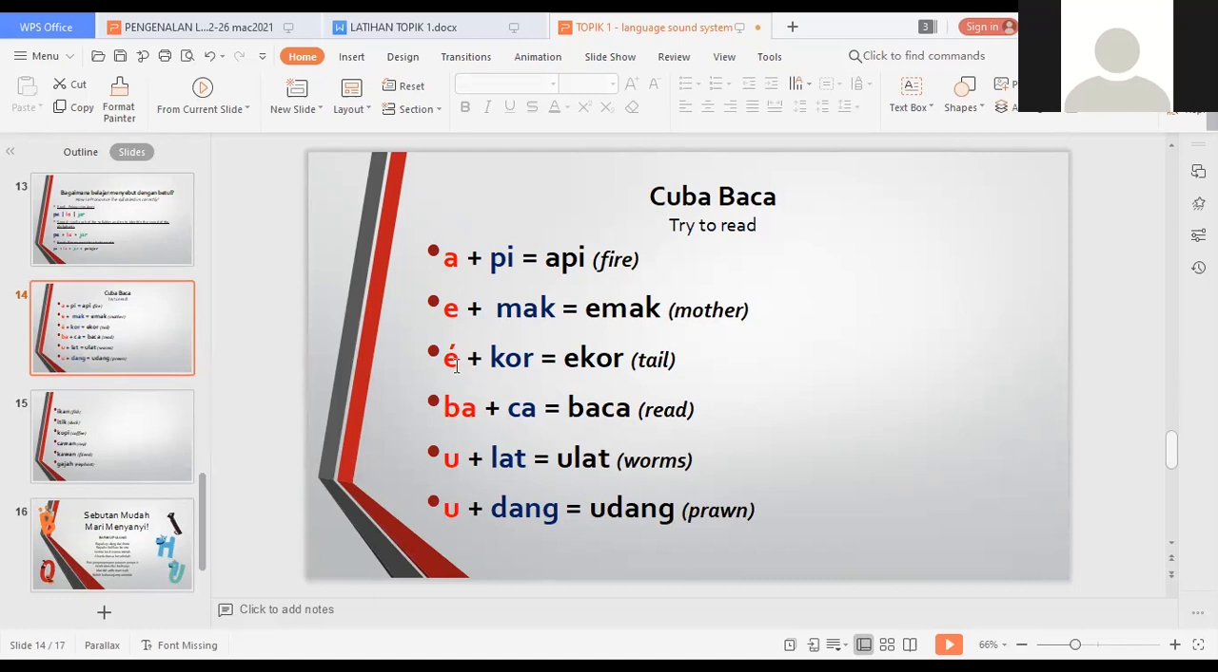E, K, O, R. Ekor. This one is Italian. You can see the marks on the top. Ekor. Okay.